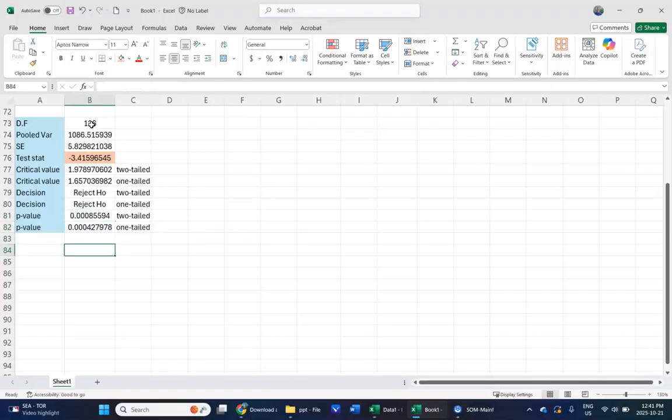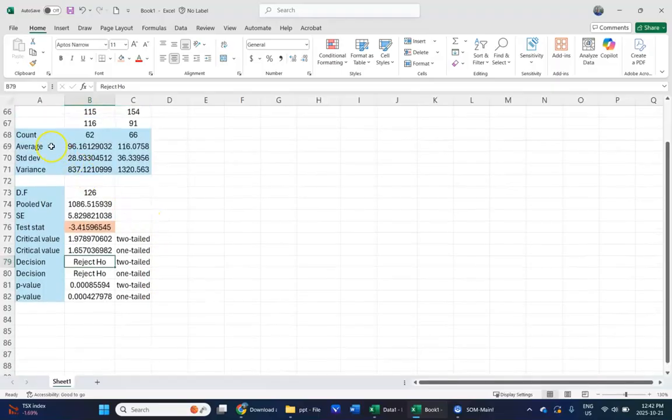So we are going to reject the null hypothesis based on the p-values, as well as based on the comparison between the critical value and the test statistic. So this is how you would do it if you were given these values in blue here. We would calculate the pooled variance, the standard error, the test statistic, and use Excel to find the critical value and the p-value.